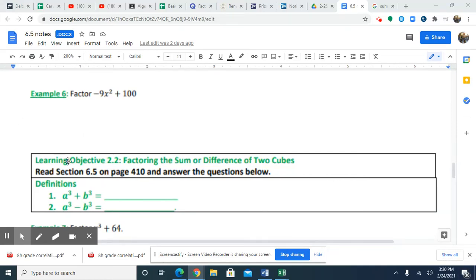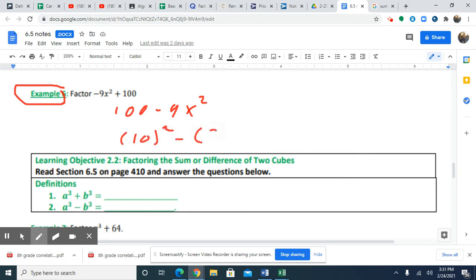So continuing our lesson on difference of squares, we see example 6, where we have negative 9x squared plus 100. So we can actually rewrite this as 100 minus 9x squared, and then the difference of squares still applies. So we can write 100 as 10 squared, and then 9x squared we can rewrite as 3x to the power of 2. So factoring these out, we have 10 minus 3x and 10 plus 3x.